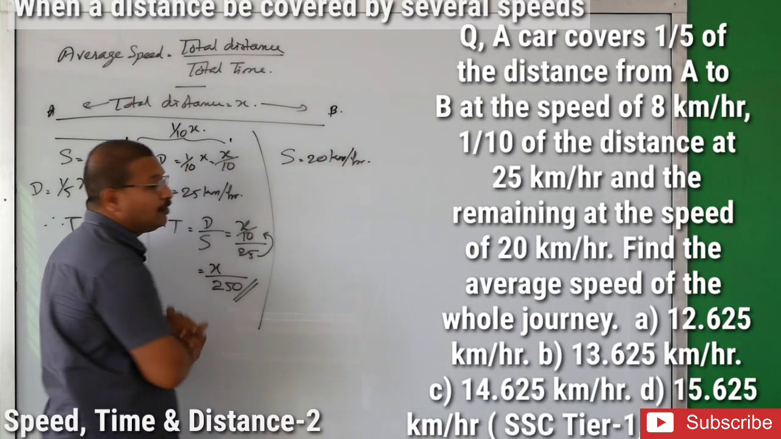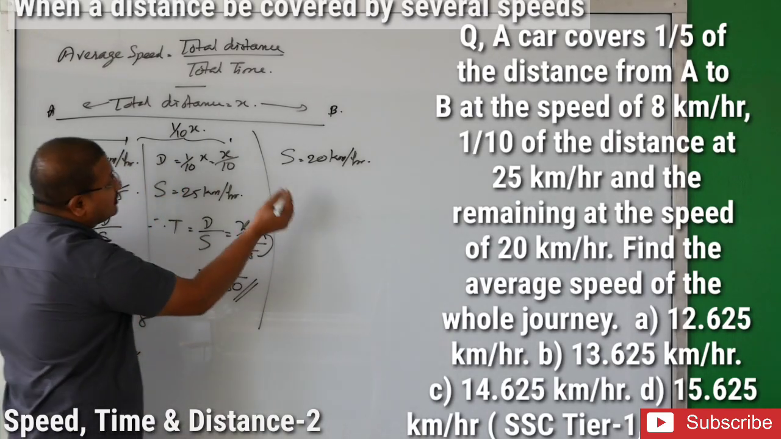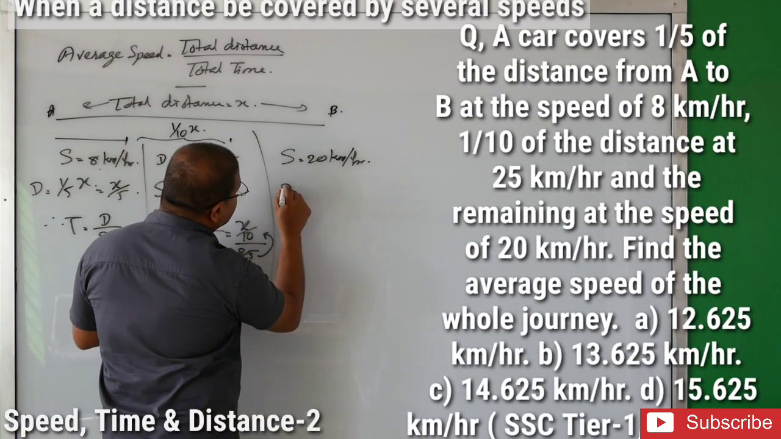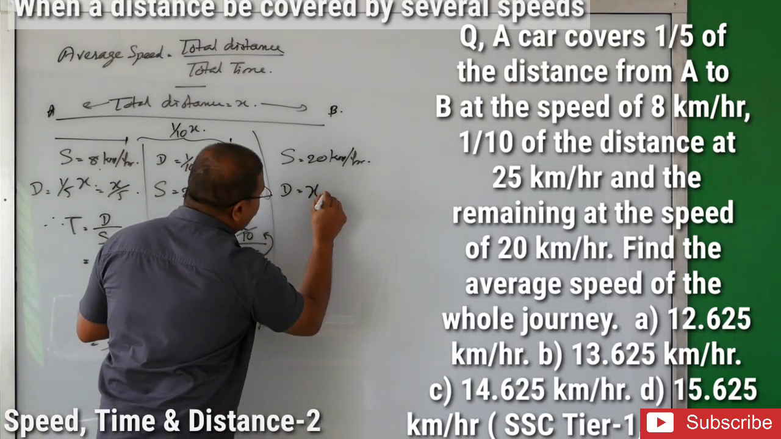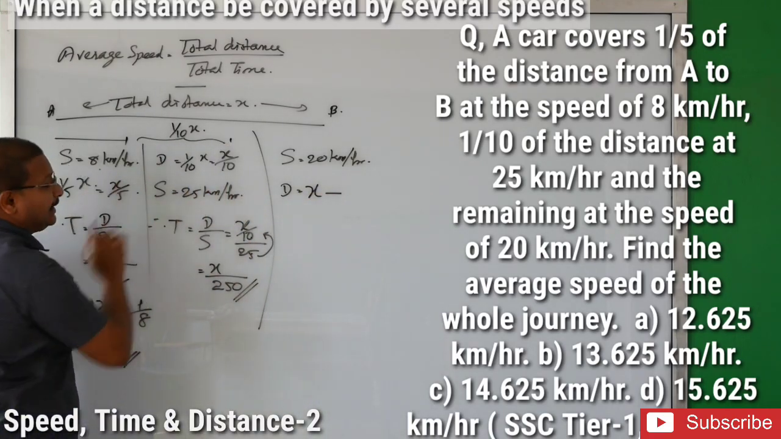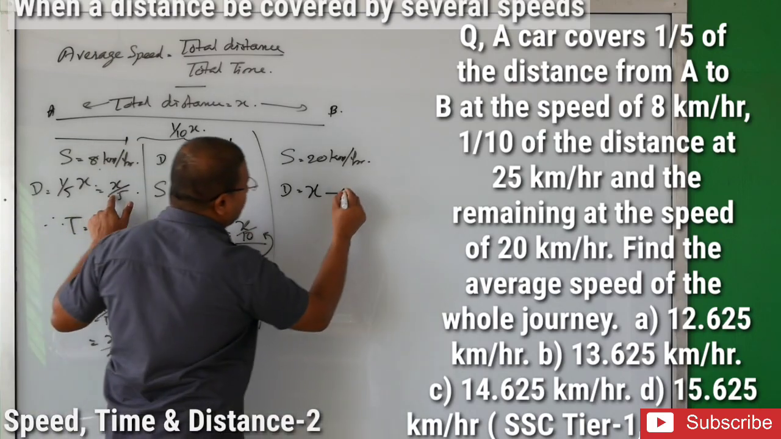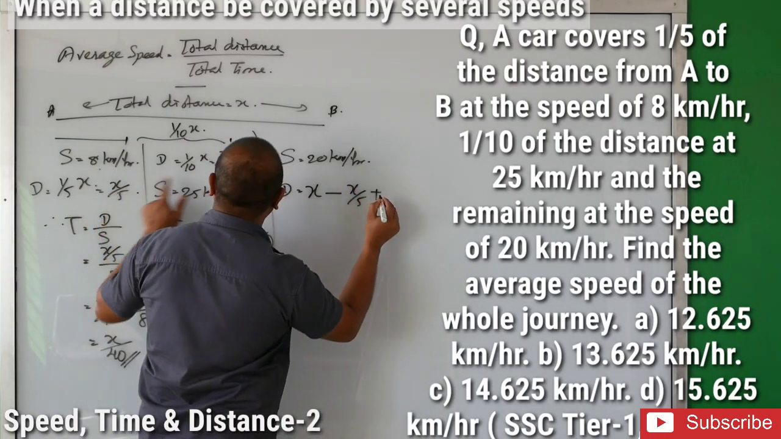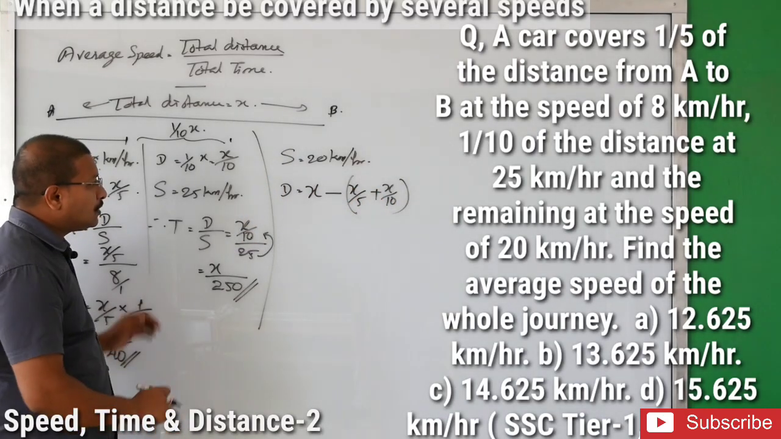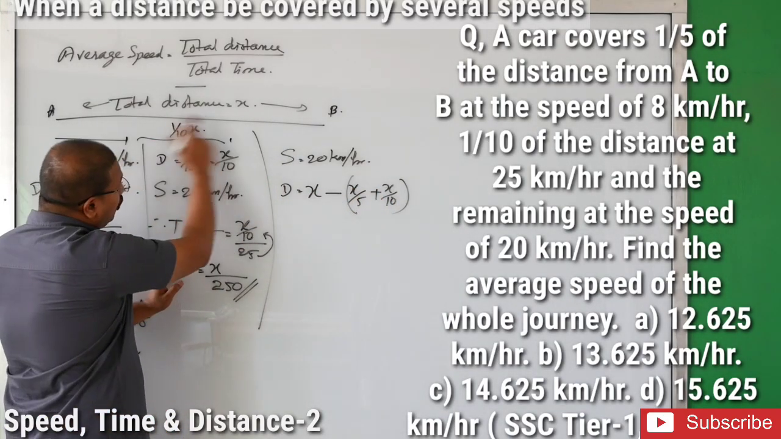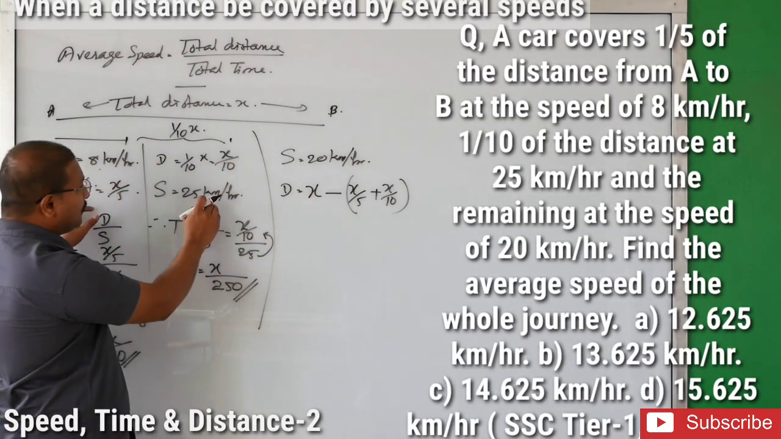But the distance, how can we find out the distance? The balanced distance. We know that the total distance is x. From there, these two will be subtracted. That means the first part is x by 5 plus x by 10, because that is the remaining distance. So how to find out the remaining distance? Total minus these two will be added.